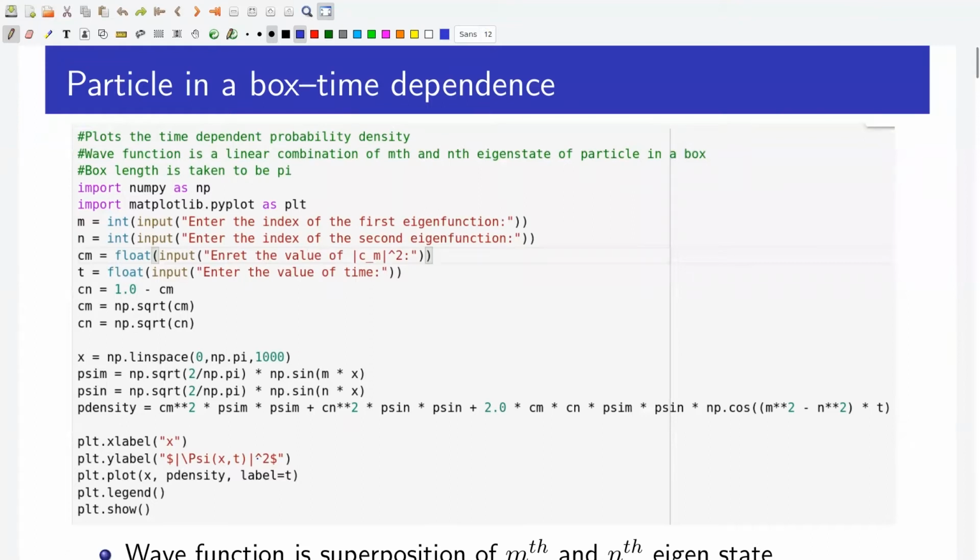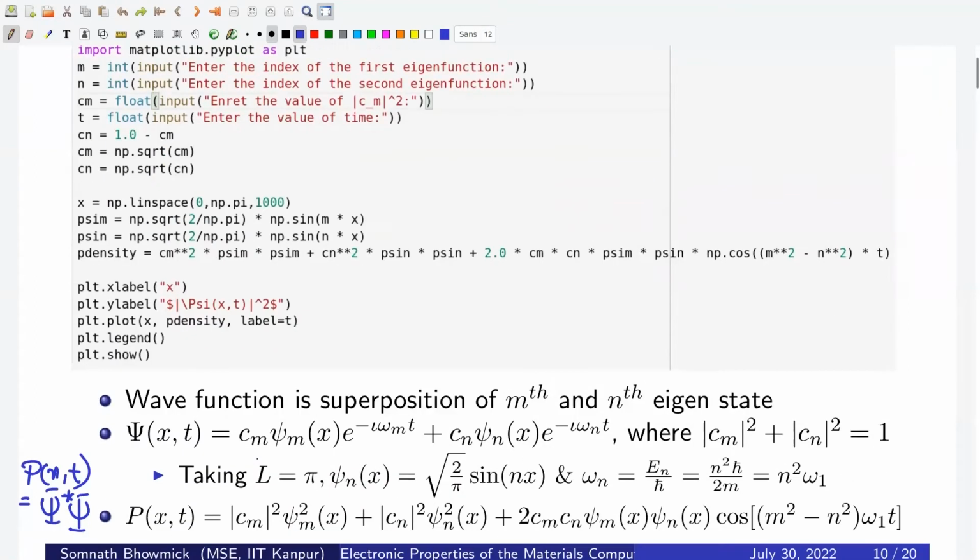Let us work out a time-dependent problem where the wave function is a linear superposition of the mth and nth stationary state. The constants Cm and Cn satisfy this condition. We take the eigenfunctions of a particle in a box with box length L equal to pi. We define frequency omega by dividing energy with h bar.